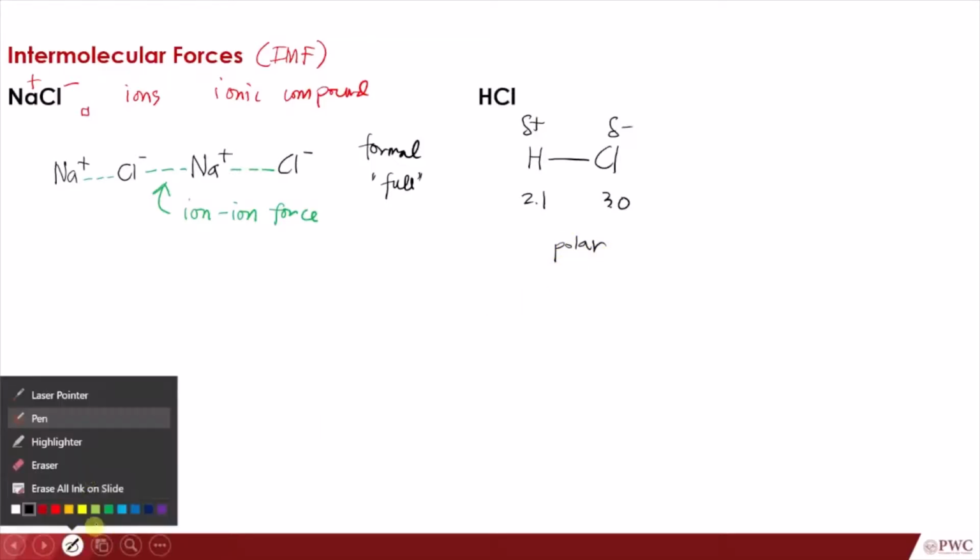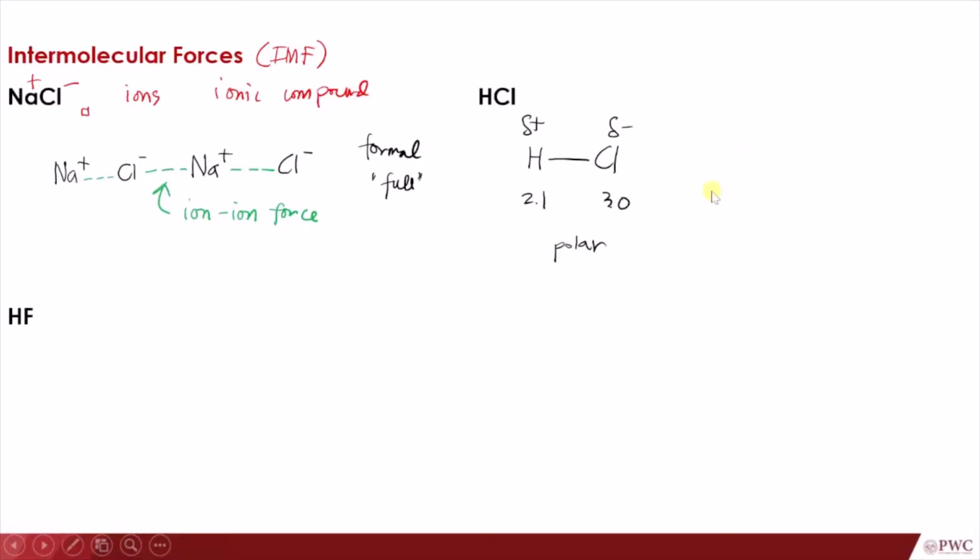Now let's have another HCl molecule. So here we have H, again we have H, then we have Cl over here. Again, the same atoms, 2.1, then 3.0, partially negative. The other side becomes partially positive. This one is also a polar molecule.